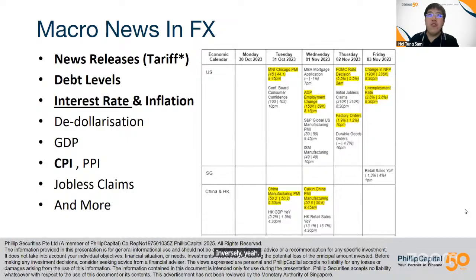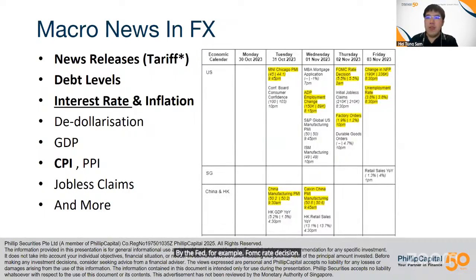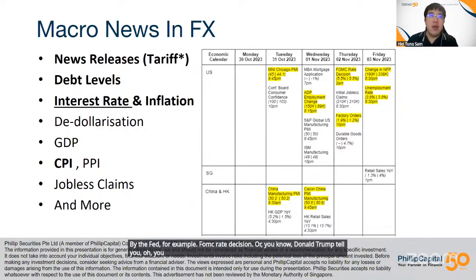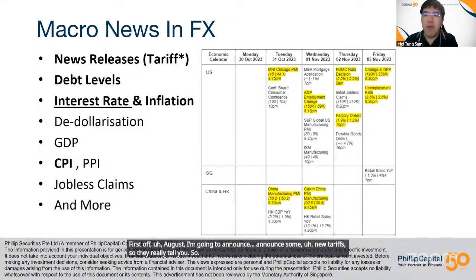Okay, next. So for macro news in FX, macro news comes in many shapes and forms. Of course, some are pre-announced. That means they already tell you, oh, on this day, at this timing, I'm going to release, let's say, the interest rate decision by the Fed, for example, the FOMC rate decision. Or Donald Trump tells you, oh, on the first of August, I'm going to announce some new tariffs. So they really tell you. So you know to look out for it on that day.